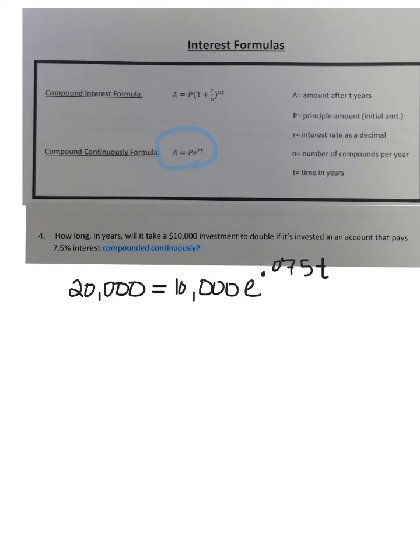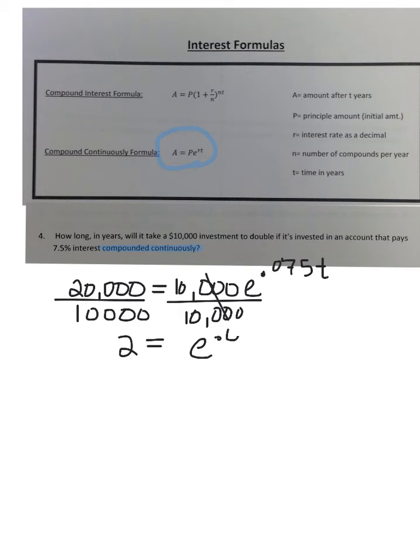Alrighty, so we have to try to get the t by itself, but if you look at where the t is right now, it's up here as an exponent. So I'm going to start by trying to get rid of this $10,000, and since it's being multiplied by the e right now, I'm going to divide that 10,000 out, and hopefully you see that that's going to give me 2 equals e to the 0.075t.